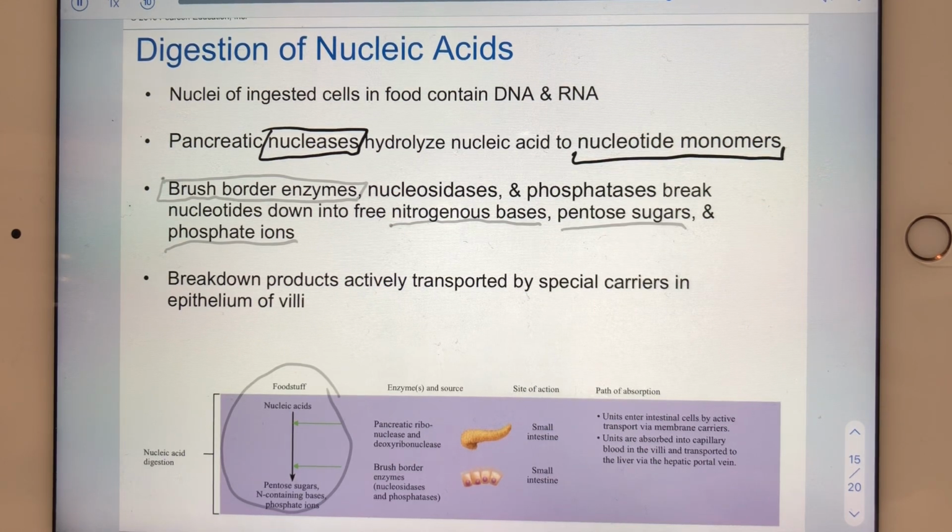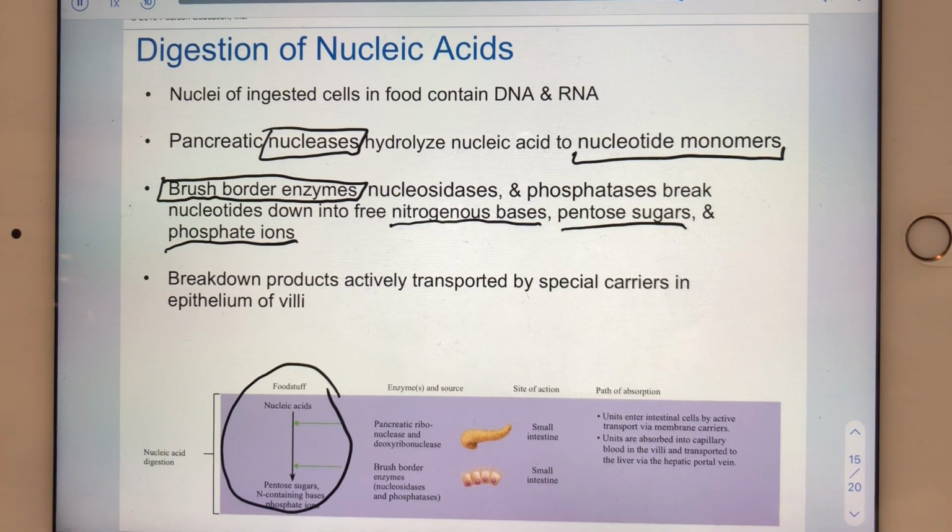Okay, and in the small intestine, in addition to being exposed to pancreatic juice, those nucleotide monomers are exposed to brush border enzymes, and brush border enzymes will sort of finish the job by dividing nucleotides into nitrogenous bases, sugars, the sort of rail, if you will, of the DNA ladder, and phosphate ions. All right. And then those products are actively transported across the epithelium in special nitrogenous base carriers or transporters. All right. So primarily, nucleic acids are going to be digested in the duodenum.